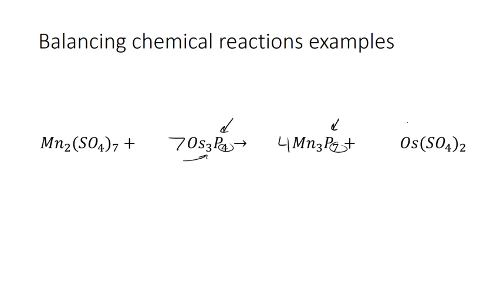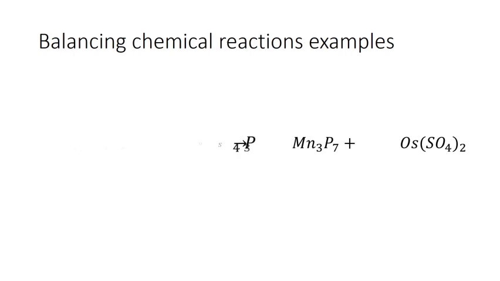So now let's balance our osmiums. We've got 21 osmiums here. So we put 21 here to balance that out. We've got 12 manganese. So we put 6 here to balance that out. And now we check to make sure our sulfates balance, our SO4. 6 times 7, 42. 21 times 2, 42. Look at that. We're balancing masters.